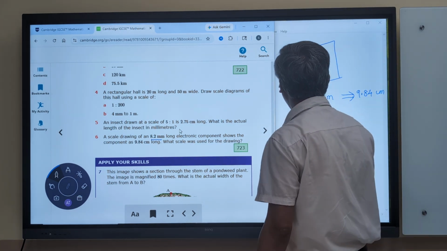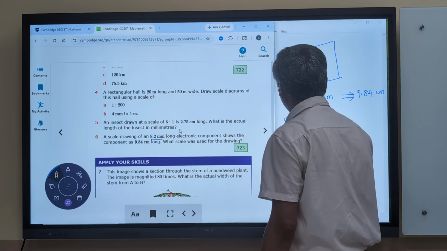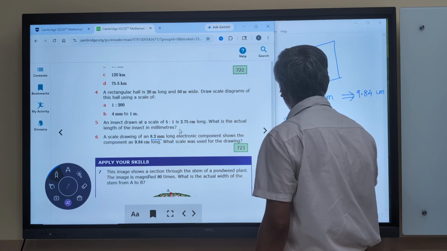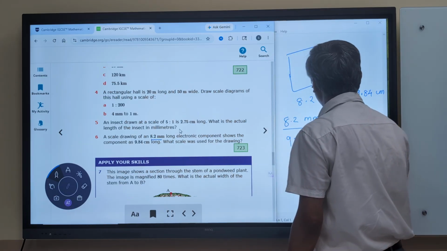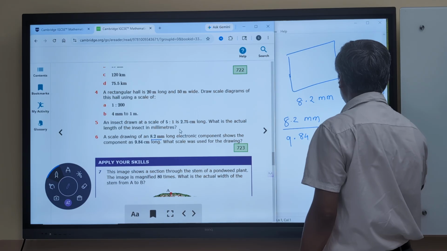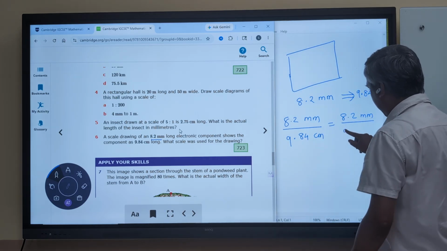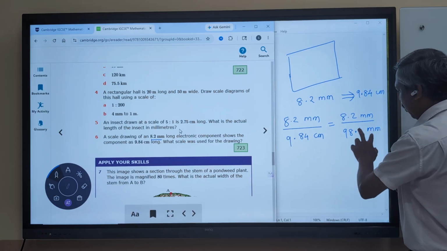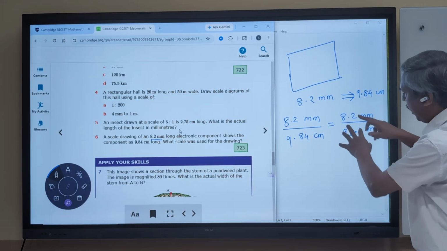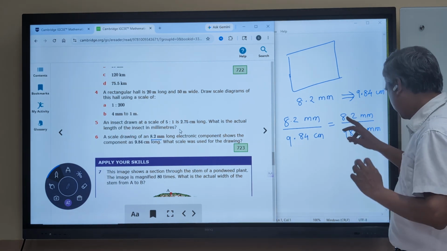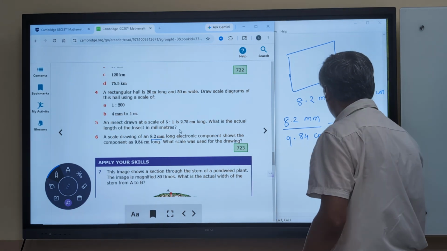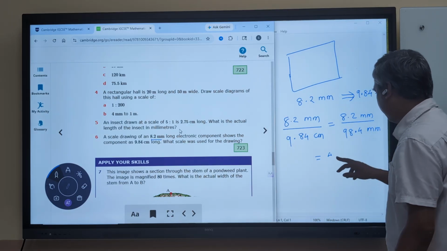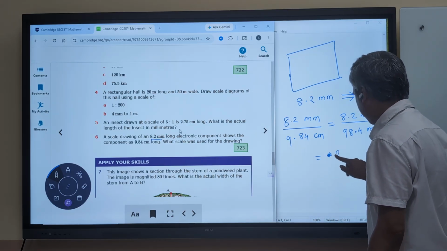Now the scale is, let's say, actual size 8.2 mm upon 9.84 cm, which is equal to 8.2 mm upon 98.4 mm. I just multiply by 10 to convert. Now units can be cancelled. 8.2 upon 98.4. Let's see if we can divide by 2. Or I think we can divide by 4. So we get 2.05 here.